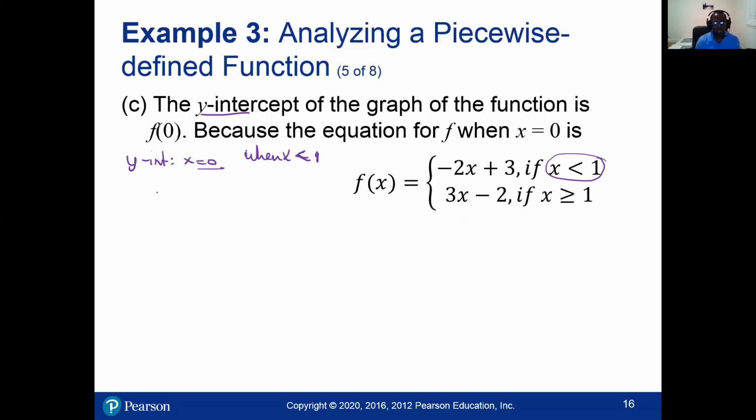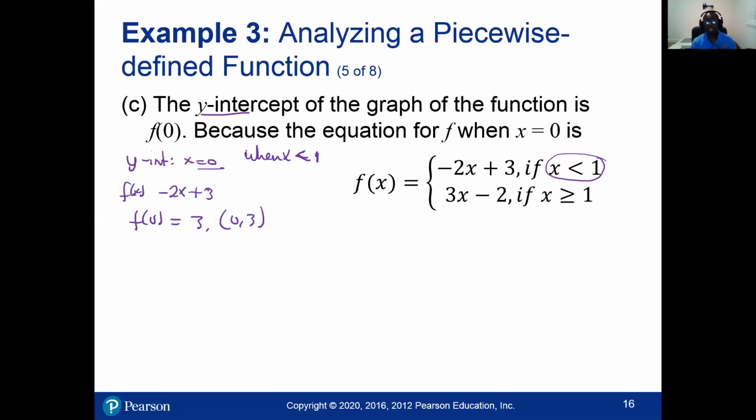So if we set x equal to 0, as we did, we have to use minus 2x plus 3, f of x equal to that. So therefore, f of 0 is equal to 3. So the y-intercept is 0, 3.